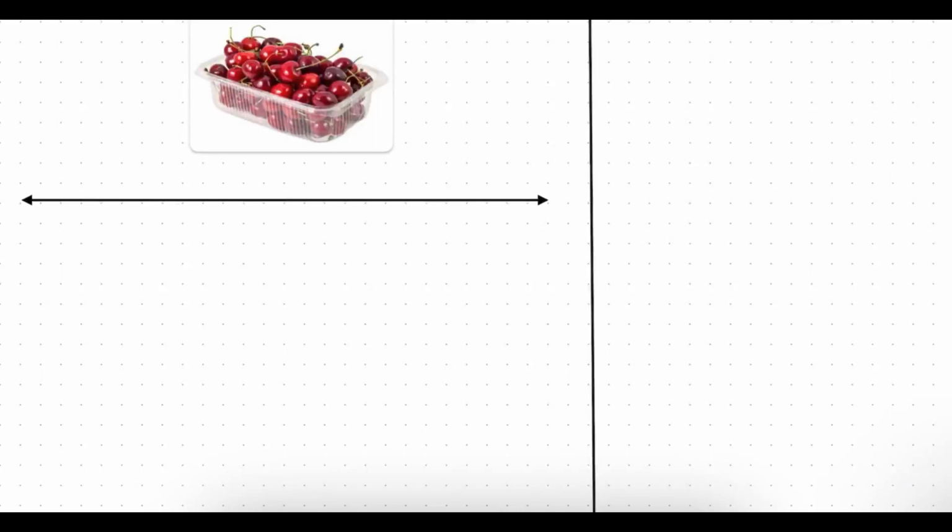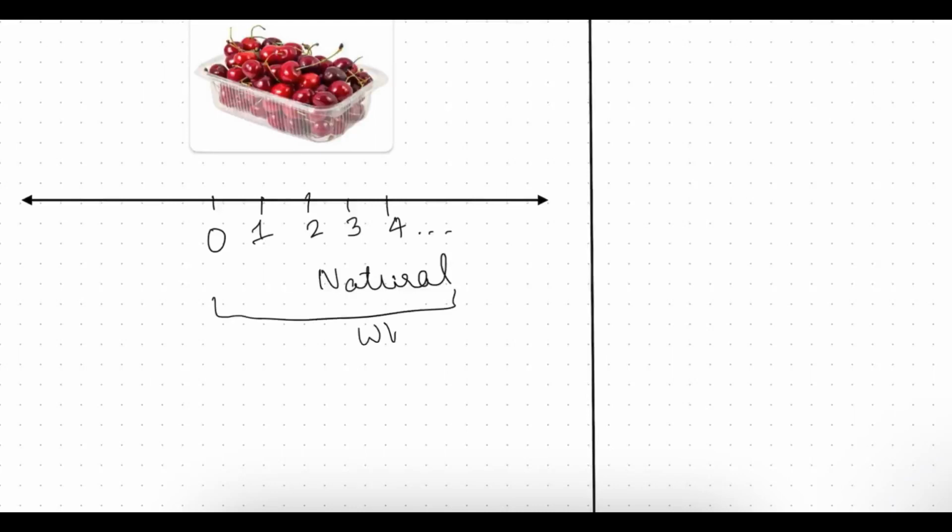Let's start with number systems. Imagine you have a box of cherries and you started counting them. So you had 1 cherry, 2 cherries, 3 cherries, 4 cherries, and so on. These are called natural numbers. If you finished all of them, you'd be left with 0 cherries. All of these put together are called whole numbers.